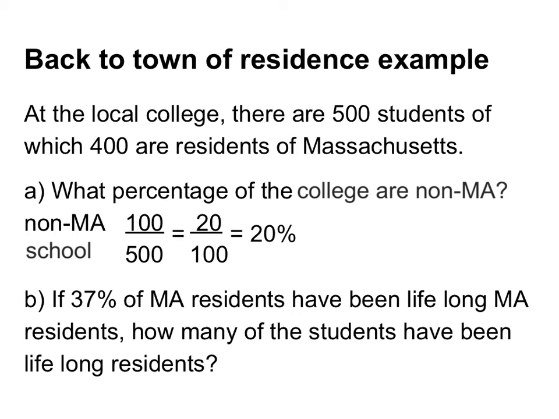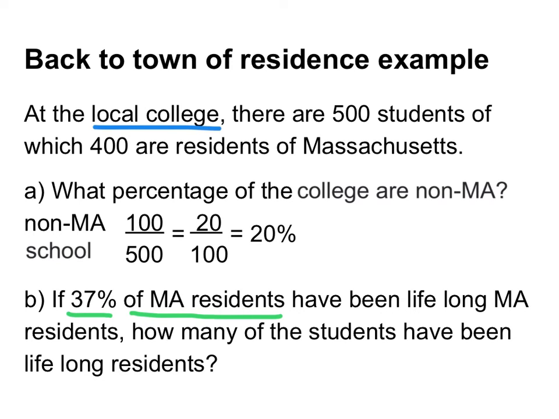Okay. So again, let's do one maybe where it's not so easy to get to 100. So now I have 37% of Massachusetts residents have been lifelong Massachusetts residents. How many of the students have been lifelong residents? This is one we might want to read again. And let's do some underlining. So 37% of Massachusetts residents. So I'm finding a percentage of the Massachusetts residents. And again, we're looking at the college, right? We're not talking about all Massachusetts residents, but for this college, 37% of those Massachusetts residents have actually been lifelong Massachusetts residents. So they've lived here forever.